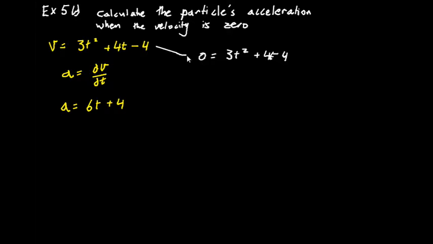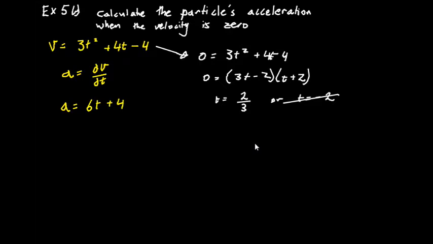Okay, so just using this for when v is equal to 0, solving for t. Again, easier to just factorize it. And so we get t is equal to 2/3, or t is equal to -2. Again, we can't have negative time, so we can reject that answer.